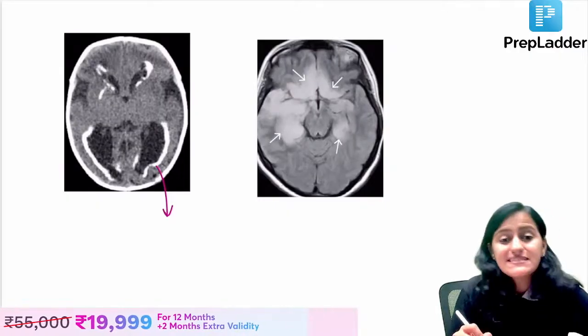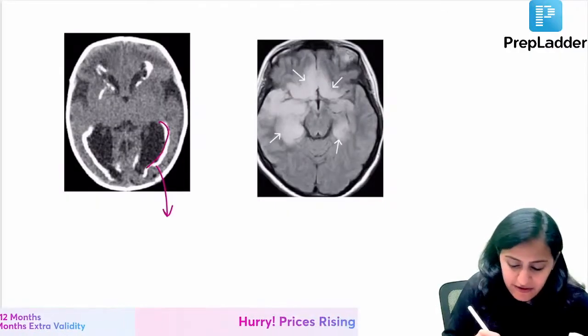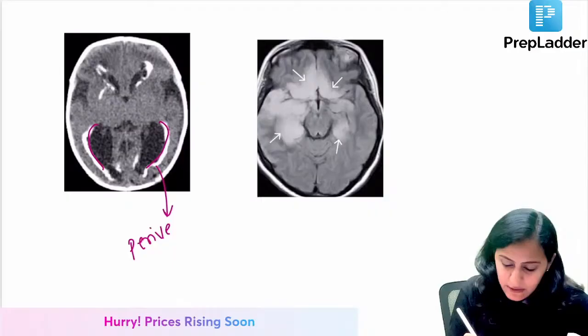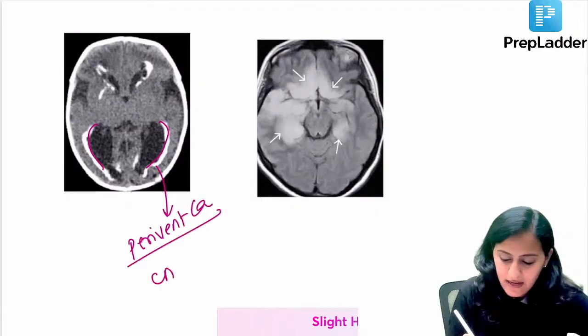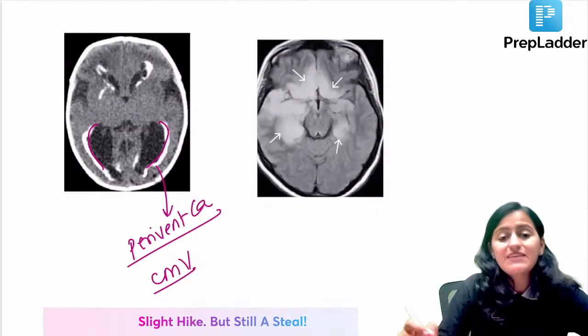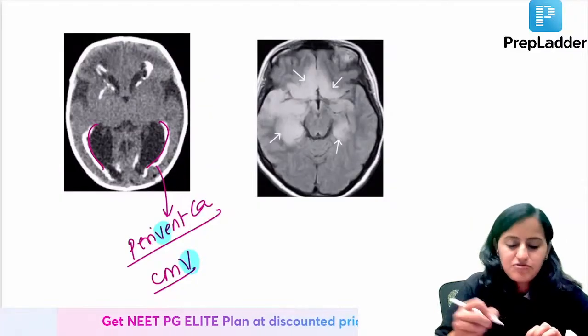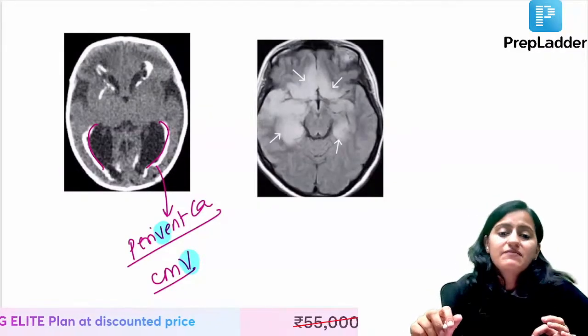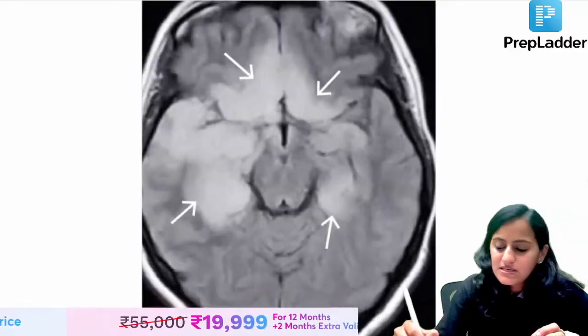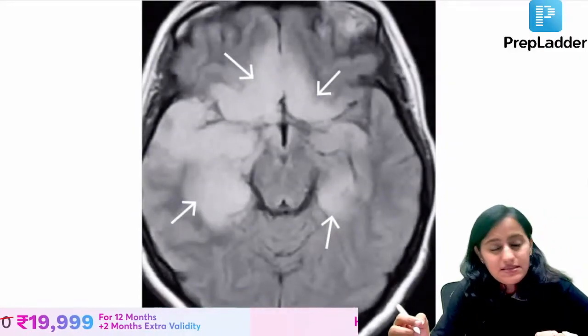Very good. Because this is calcification along the ventricle. This is periventricular calcification, hallmark of CMV. Periventricular calcification. Remember, CMV virus shows periventricular calcification. Very, very important. What image is this? What causative organism could be here in this infection?